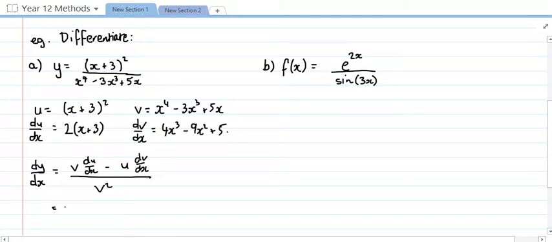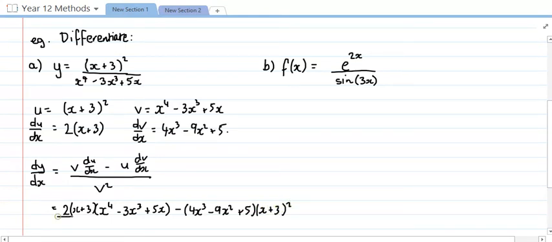Perhaps the nicest way to write that would just be 2 and then (x plus 3) and then, x to the 4 is what I meant to say, so x to the 4 minus 3x cubed plus 5x. Okay, so it's v du/dx minus u dv/dx. So that is 4x cubed minus 9x squared plus 5 out the front of (x plus 3) all squared.